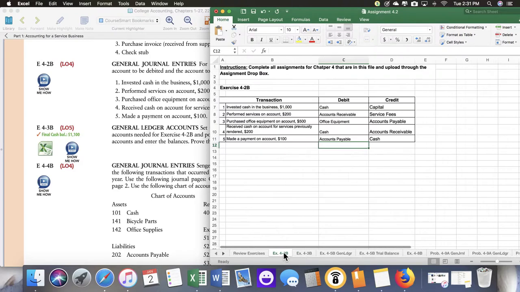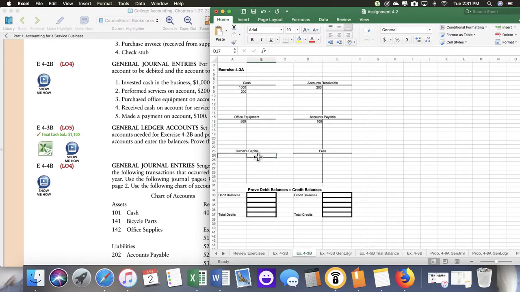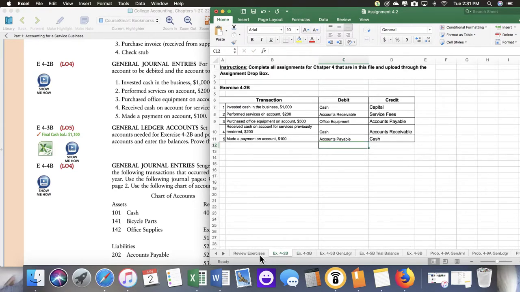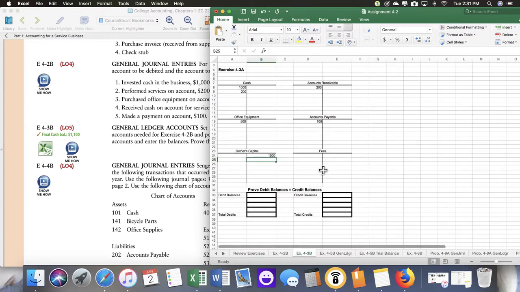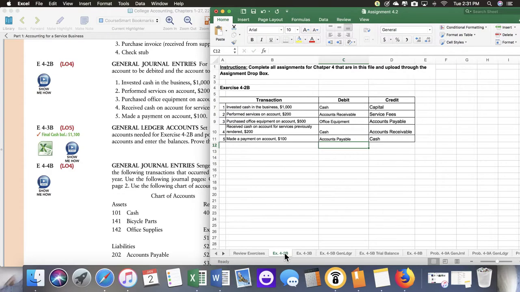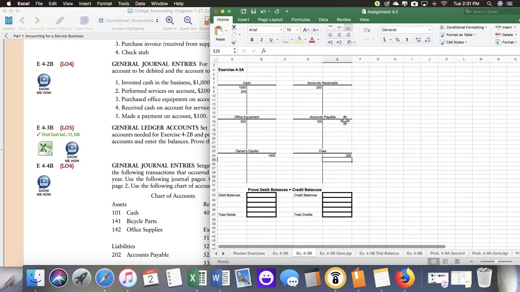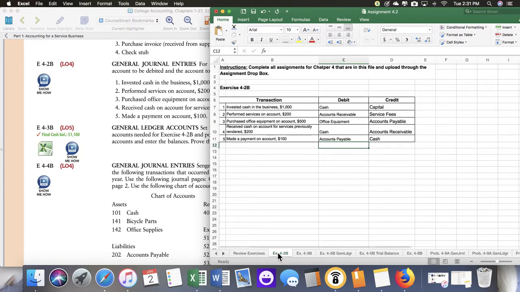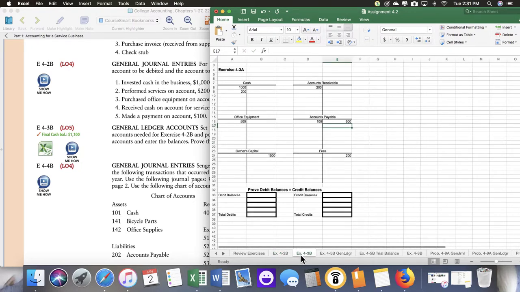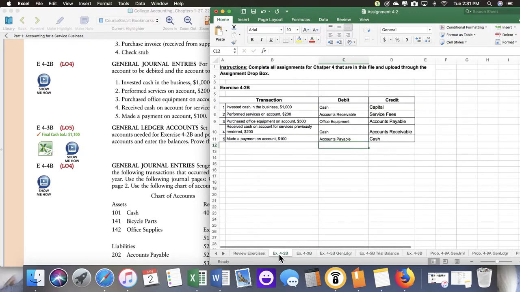Now we're going to go ahead and do the credits. So we have capital for $1,000. Service fees for $200. Accounts payable for $500. Accounts receivable for $200. And cash for $100.